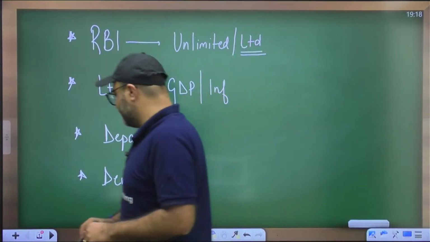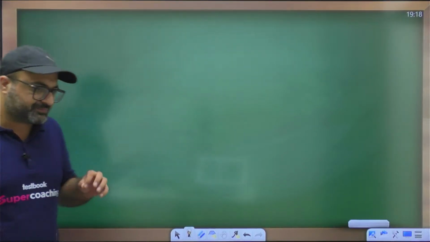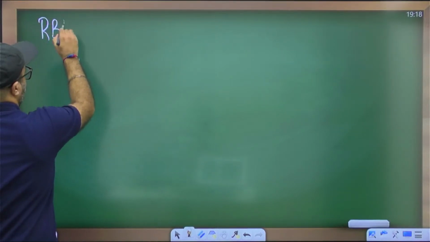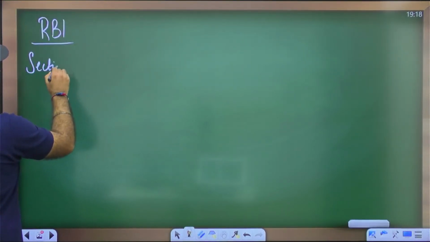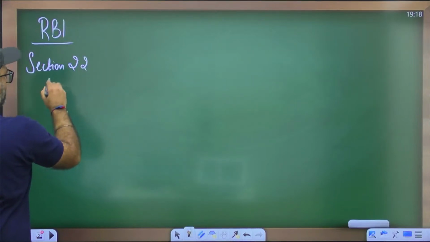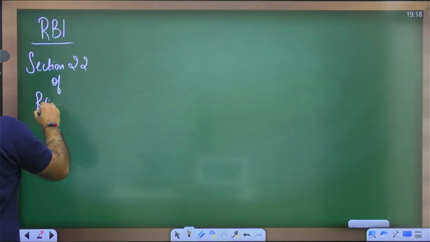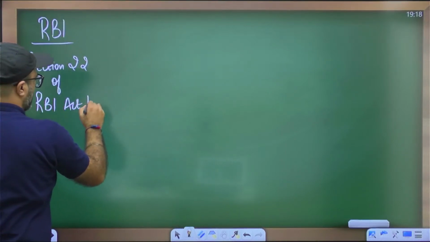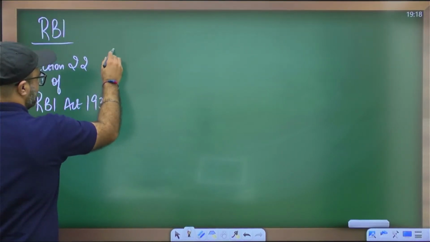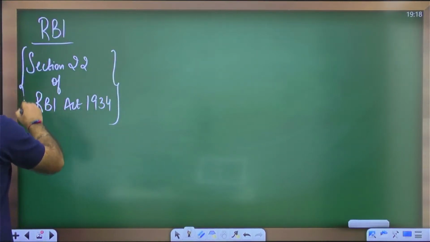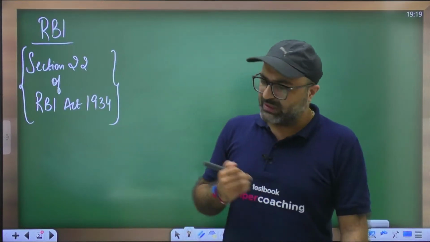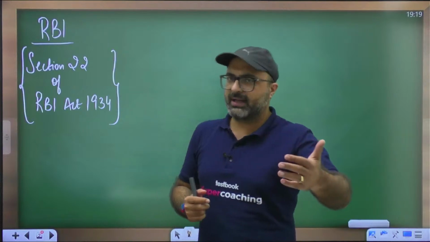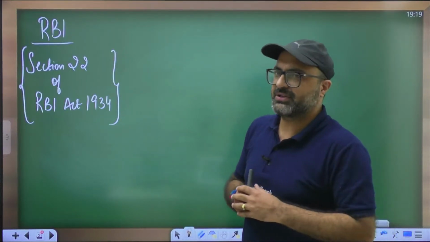So the first point from where I'm going to start my discussion today is that RBI is responsible to print the currency as well as issue the currency. This power is given to RBI according to Section 22 of the RBI Act 1934, where it has been given to RBI that RBI will be responsible for issuing the currency. Now the question is, will RBI issue the currency in limited value or unlimited value? Let's try to find out the answer to this question.